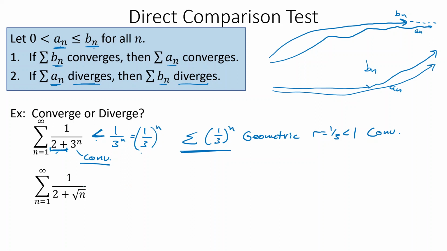All right, the other way around. So this guy looks similar to 1 over, just say, the square root of n, which is 1 over n to the 1/2, which is a p-series, and it diverges. But which one of these is bigger? It actually turns out that this guy is going to be a little bit smaller because of that plus 2 down there.